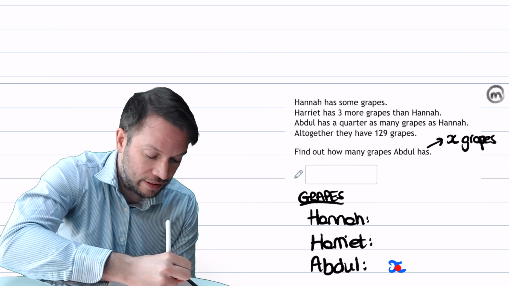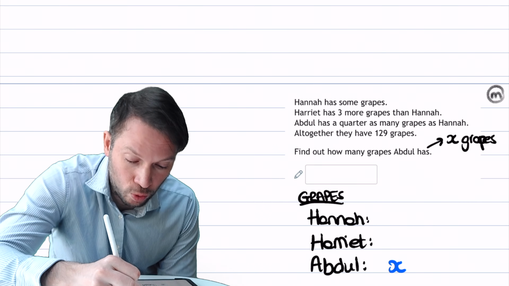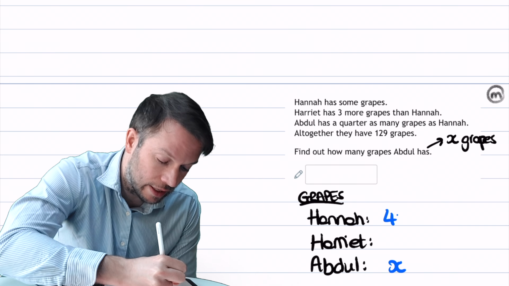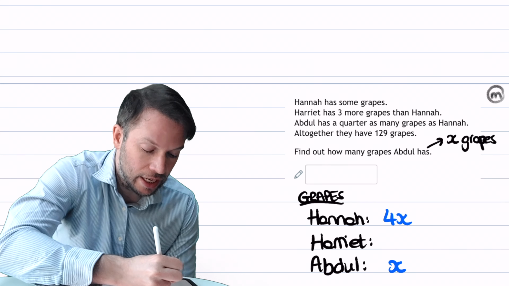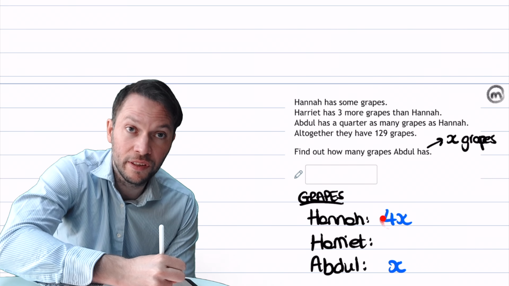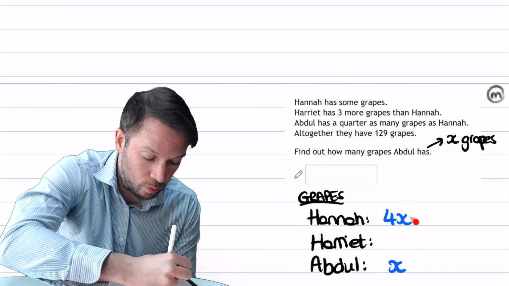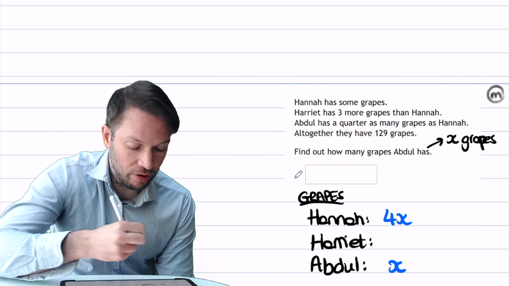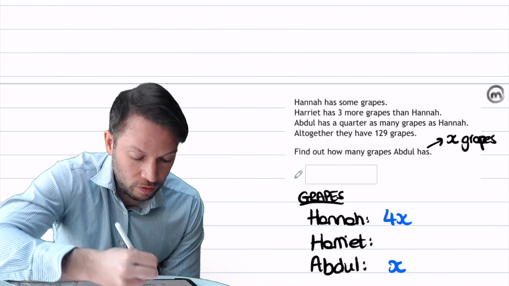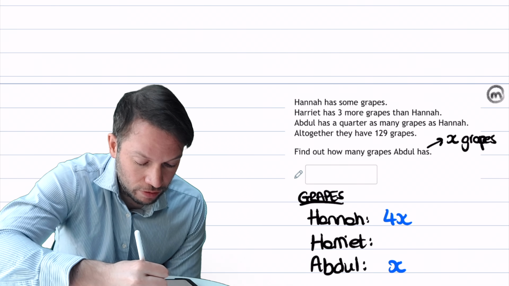Now, X is a quarter of what? Well, it's a quarter of 4X. And that sort of makes sense if you think about it, because if Hannah has 4X grapes, then a quarter of that would be 1 lot of X, which is how many grapes Abdul has. We're also told that Harriet has 3 more grapes than Hannah. What's 3 more grapes than 4X? Well, it'd just be 4X plus 3. That would be 3 more, wouldn't it? Not 7X, it's 4X plus 3. So that is the grapes that each person has.